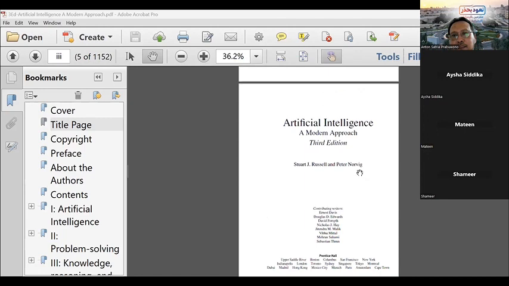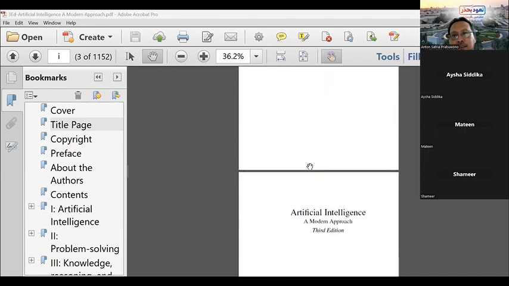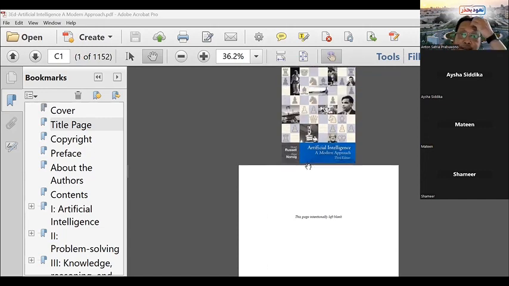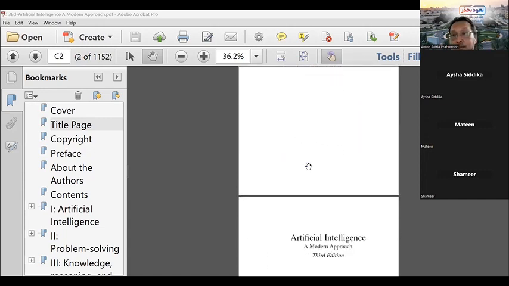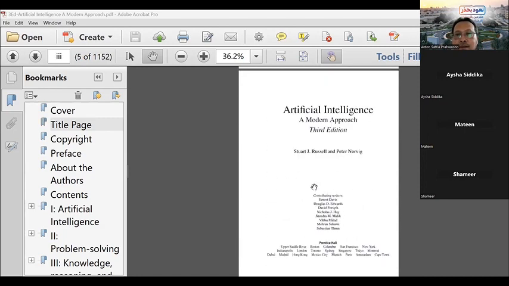Third edition or fourth edition? Because there is a new one, actually the fourth edition, 2020. I'm using the third edition. Third edition. All right. Okay.